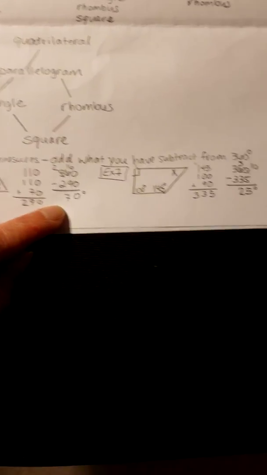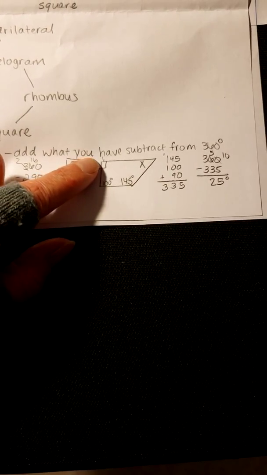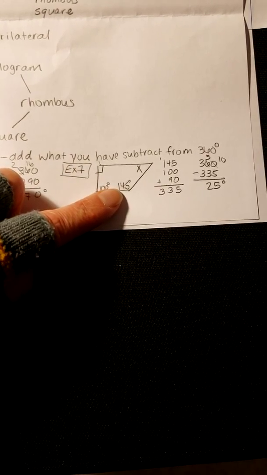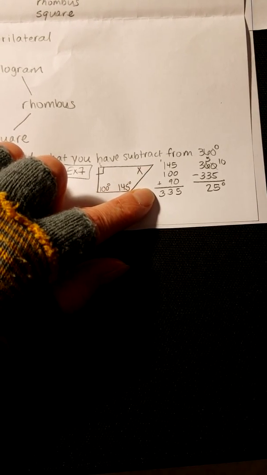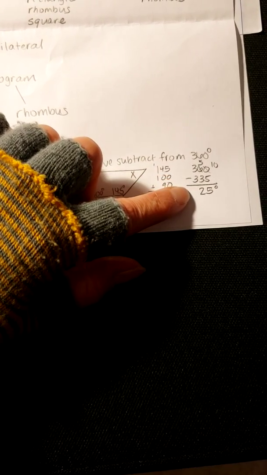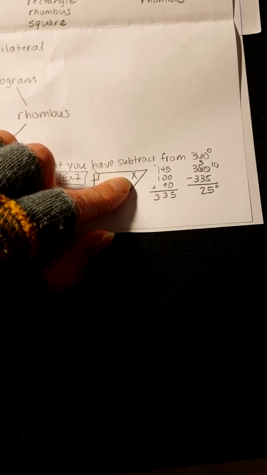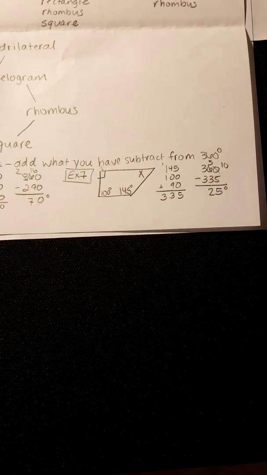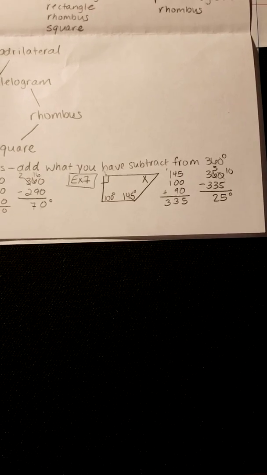We can do that over here in our last example. Another quadrilateral. Notice you have a right angle mark, so that means you have 90 degrees, 100, and 145 degrees. Add all those up: 145 plus 100 plus 90 is 335. Take what we know and subtract that from the total: 360 minus 335 gives us 25 degrees. So this missing angle is 25 degrees. That's a quick little rundown on how to classify quadrilaterals and then how to find some missing angle measures. All right, thank you.